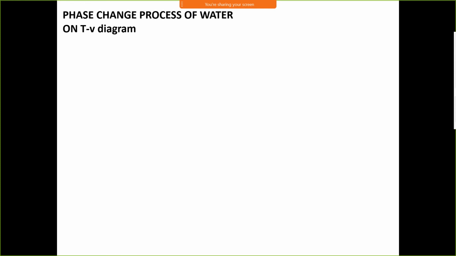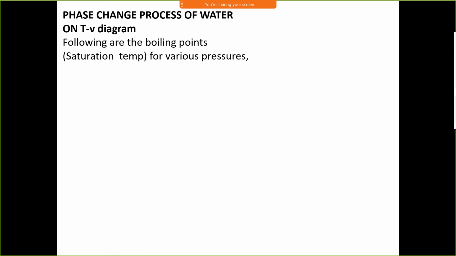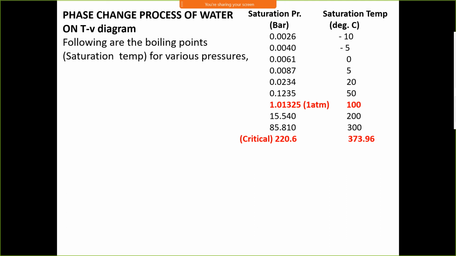Phase change process of water on the T-V diagram. We'll see the T-V diagram here. Let us first of all check the saturation temperature and saturation pressure. Now, what is meant by saturation temperature and saturation pressure? Saturation temperature is the temperature of a liquid at which liquid starts boiling, and the corresponding pressure at saturation temperature is called saturation pressure.